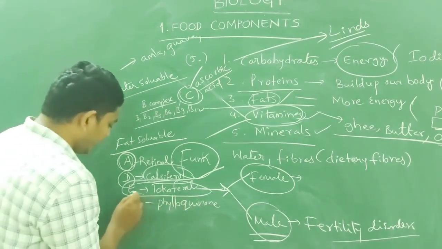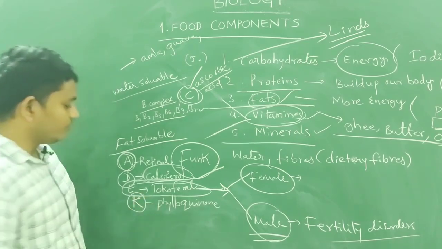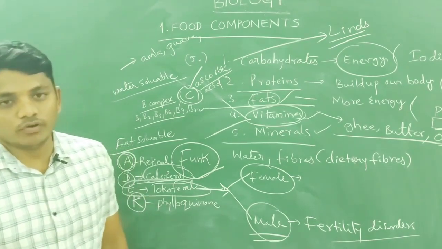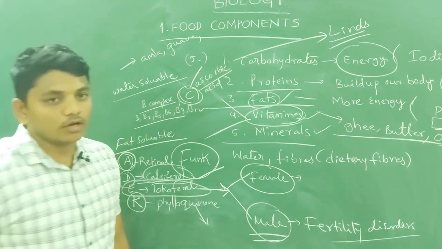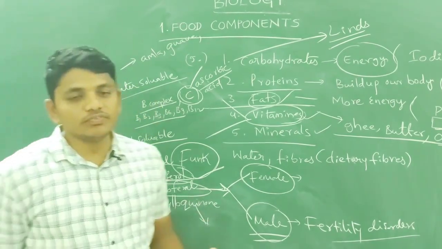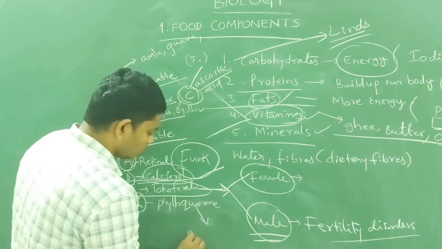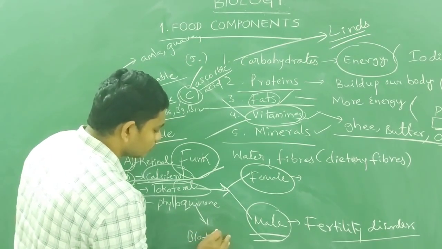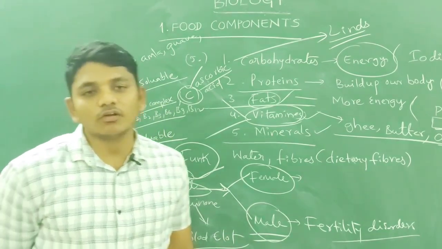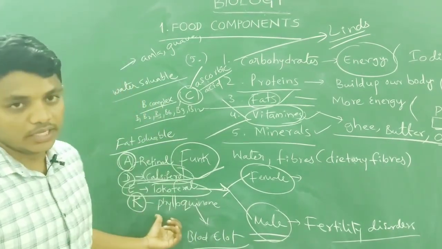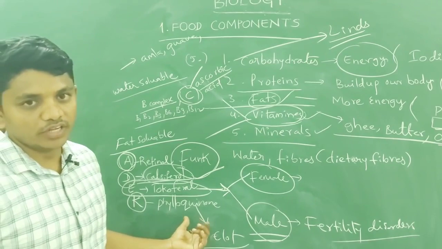Okay, here K vitamin, which means phylloquinone, is very essential for blood clotting. So what is the vitamin responsible for the clotting of blood? Here K vitamin is responsible for the clotting of the blood.